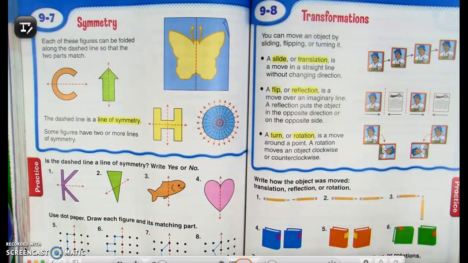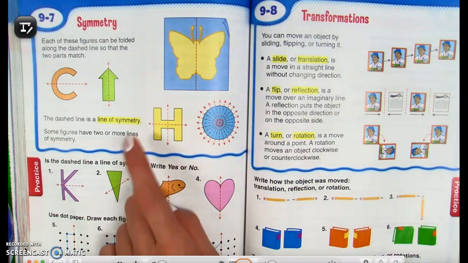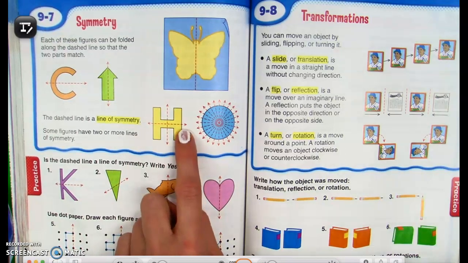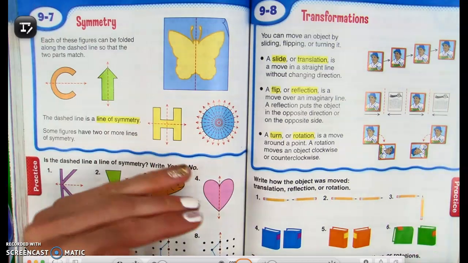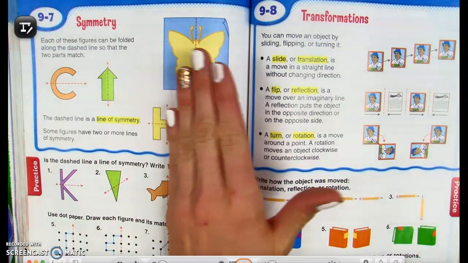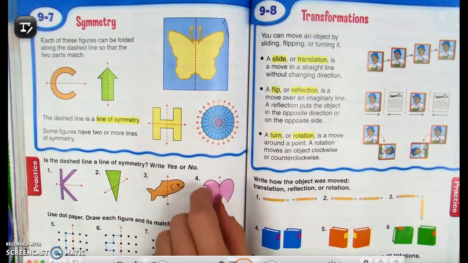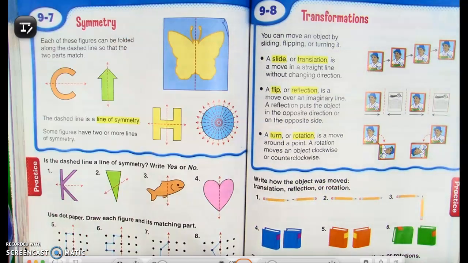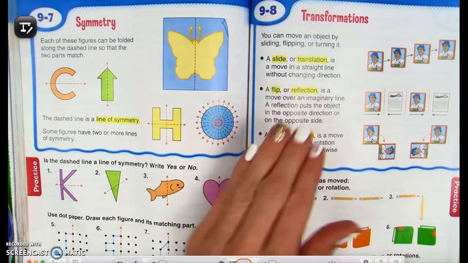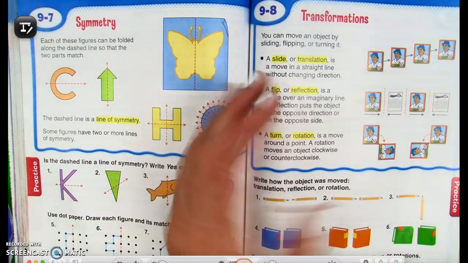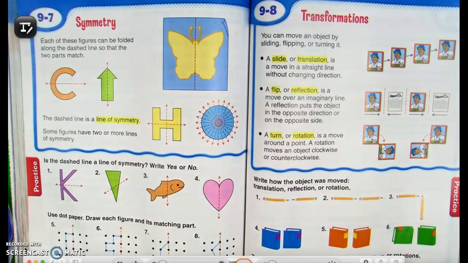If you look at the letter H, you notice that it has a line here, but it also has a line here. Well, that's because it has more than one line of symmetry. Some things can have two, some things can have many lines. So if I were to do the fold this way, it would be symmetrical, or if I were to fold it up and go that way, it would be symmetrical. If you look at the circle, there's tons of lines of symmetry because that means you could fold it either way, all those different directions, and it's still going to match up.